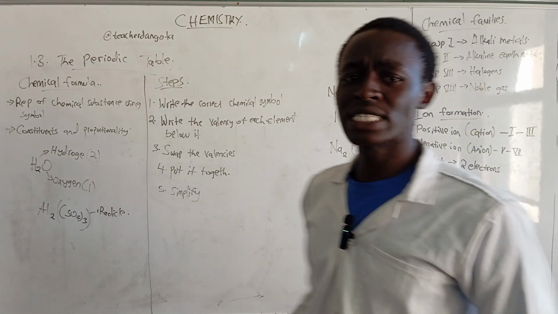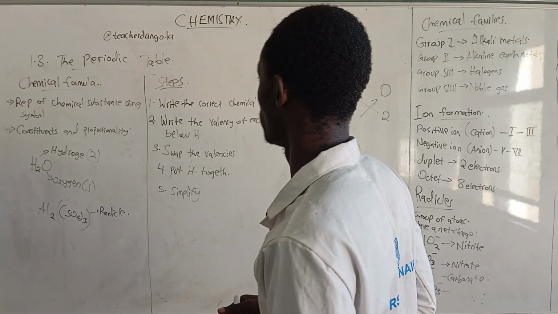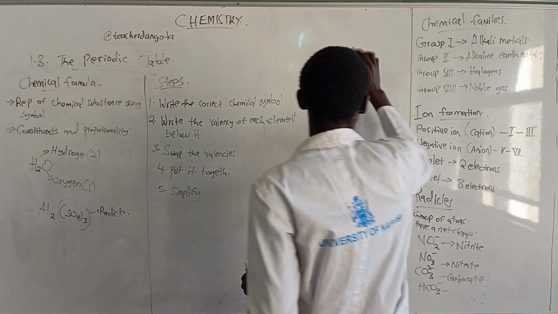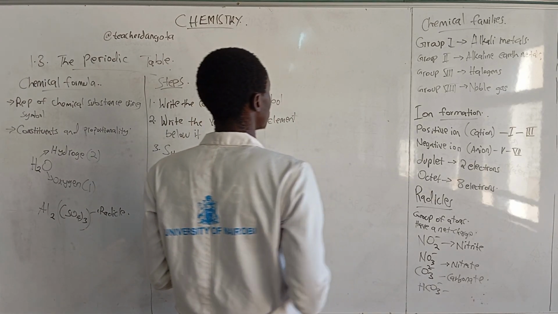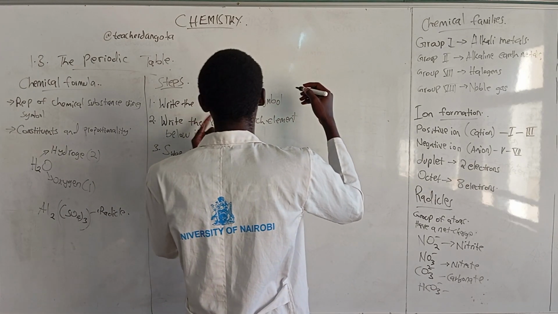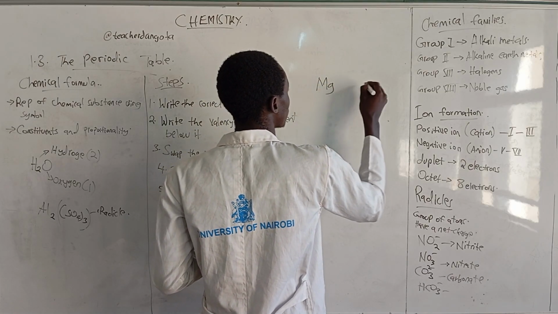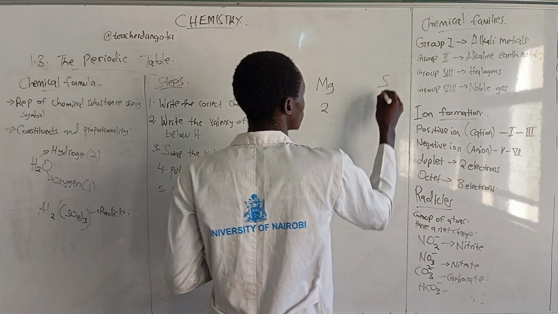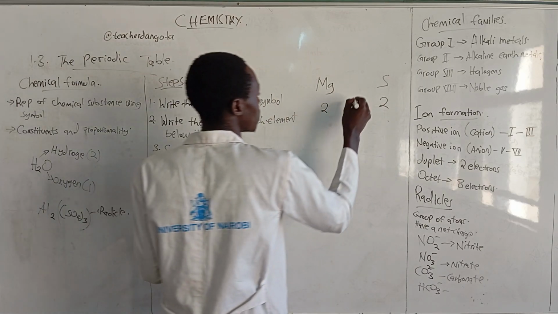When you're trying to write the chemical formula, let's say you have been given magnesium sulfide. First, write the chemical symbols. Magnesium is Mg, and sulfur is S. Magnesium has a valency of 2, and sulfur has 2. The third step is to swap the valencies.